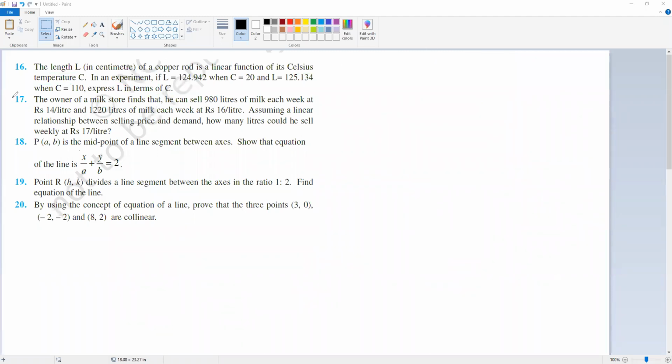In the next class we will discuss the remaining questions, and then we will go to the next topic, which is the general equation of a line. And you know what the general equation of a line is? A linear equation in two variables: ax plus by plus c is equal to 0. That's all. We will study about this in the next class.